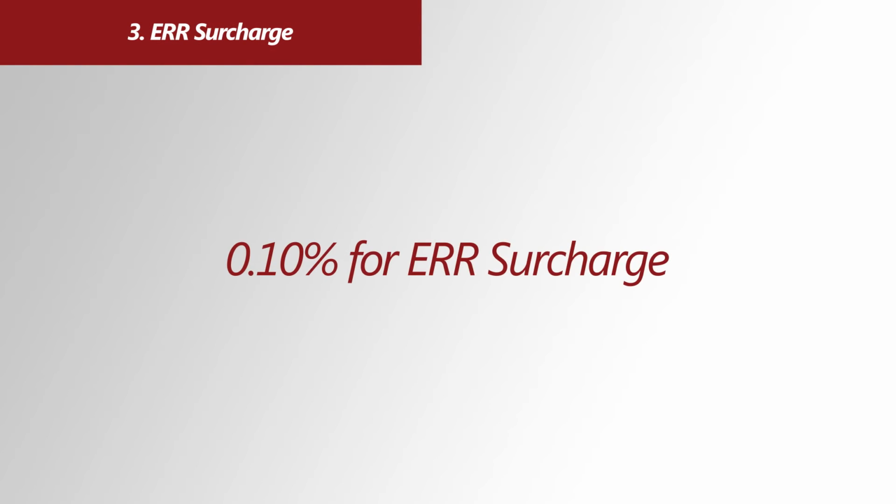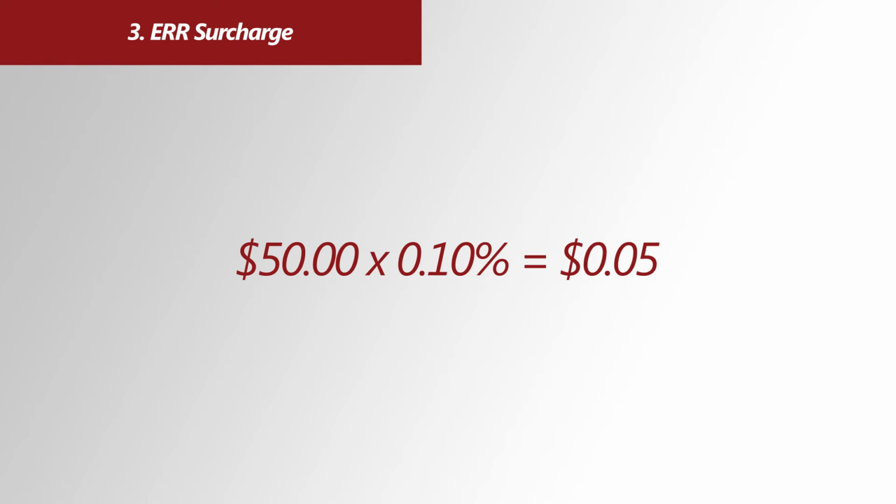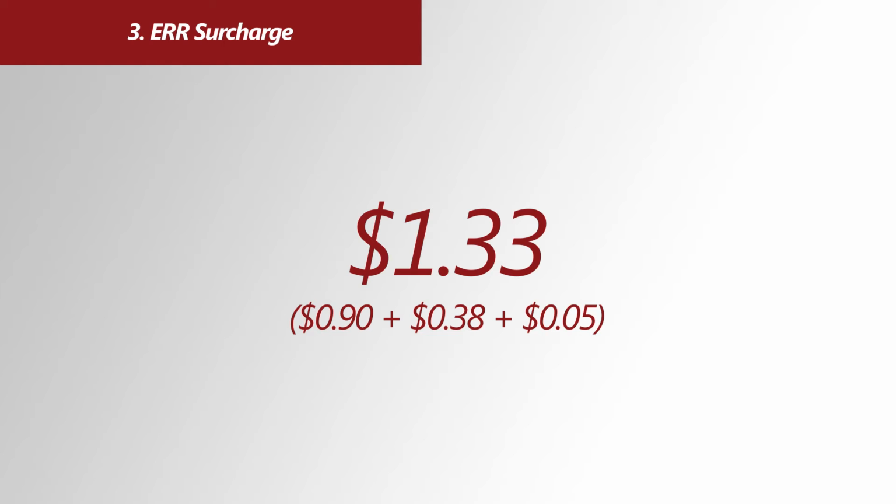Next, we will go over the ERR surcharge. For this example, we will use 0.1% for the ERR surcharge. So $50 times 0.1% equals 5 cents. The total amount charged for this downgrade transaction will be $1.33. This is taking the 90 cents plus 38 cents plus 5 cents.